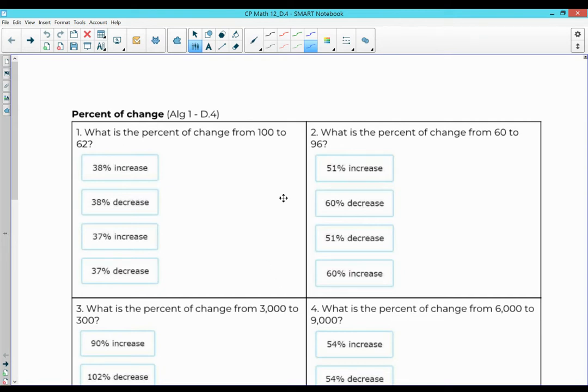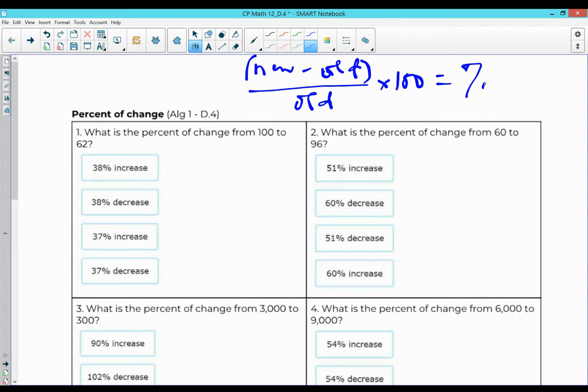So percent change does have a formula. You do the new value minus the old value, and you divide that by the old value, and then you multiply that by 100, and then that gives you the percent change. Okay, so we'll explore that now in these next few examples.